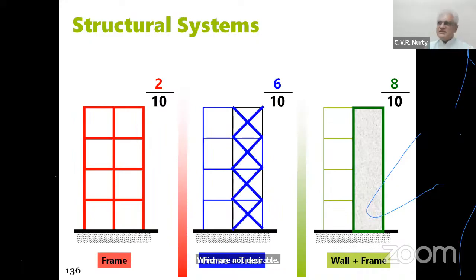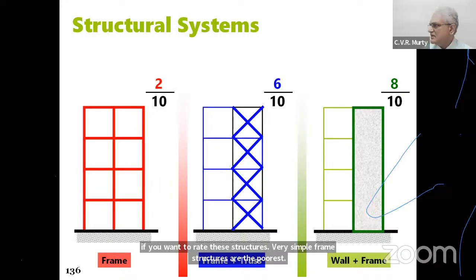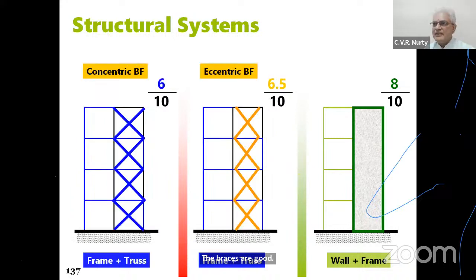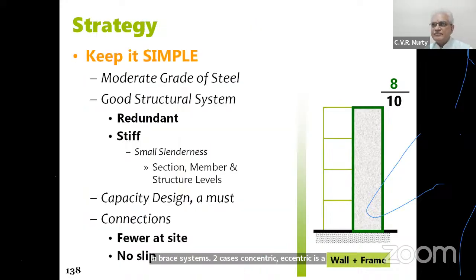If you want to rate these structures, very simple. Frame structures are the poorest. Frame with truss, the braces are good, but the best is still frame plus wall. So we are looking at, in brace systems, two cases, concentric and eccentric. Eccentric is a shade better than the concentric braced frame.